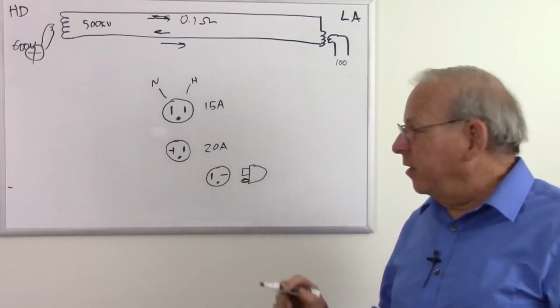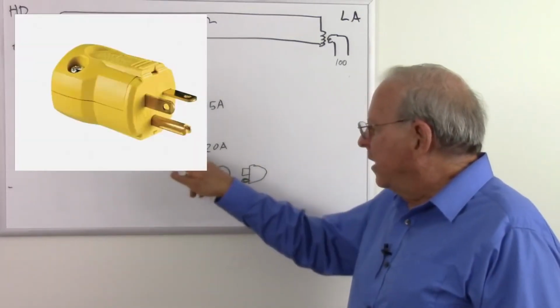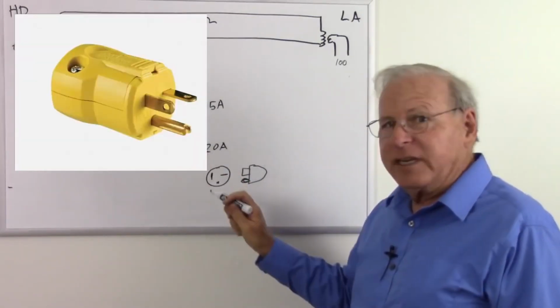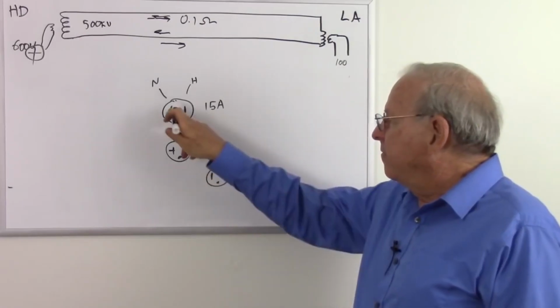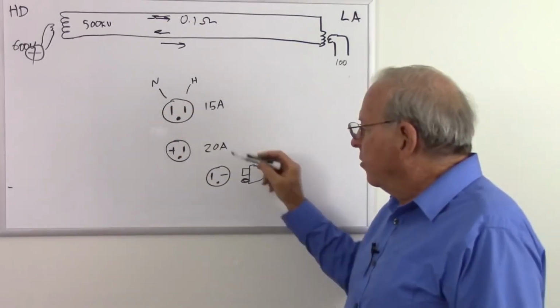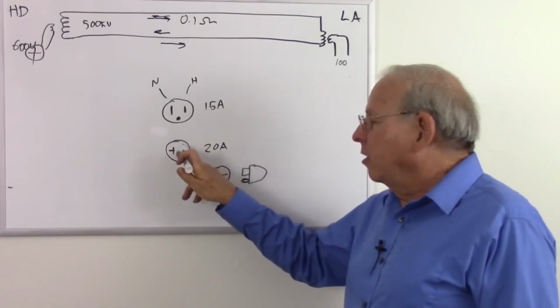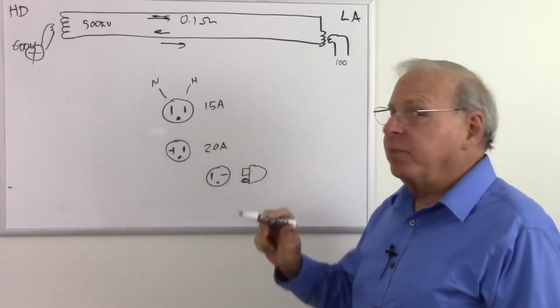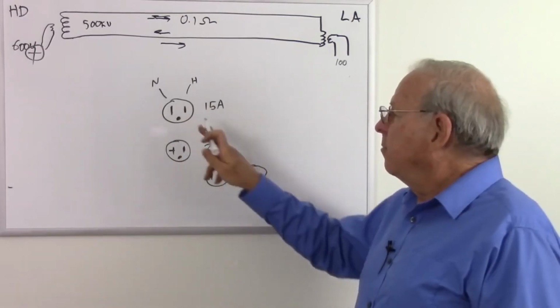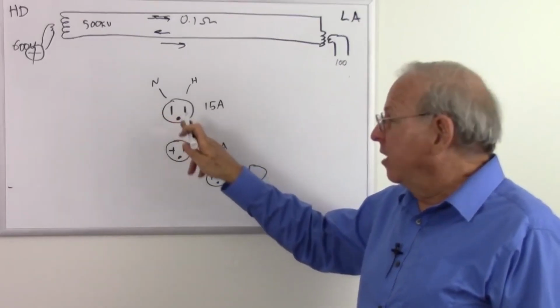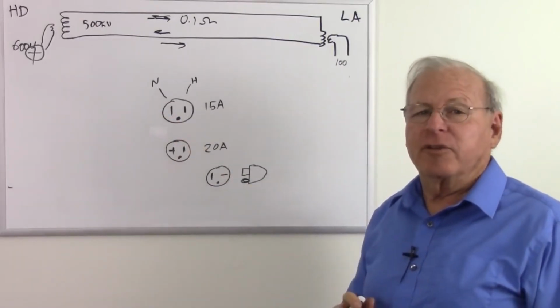The blade's going to be sideways so that it will fit into that part of the T, but it will not fit into the 15 amp socket. So if you have a 20 amp appliance, you can only plug it into a 20 amp socket. You cannot plug it into a 15 amp socket. But a 15 amp or lower appliance will have no trouble plugging into a 20 amp socket.